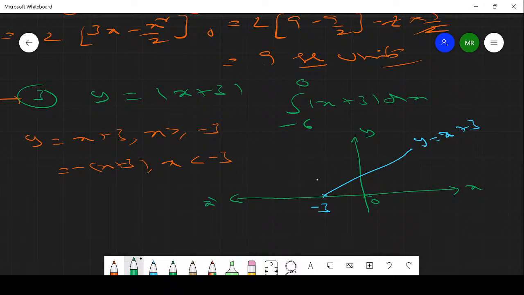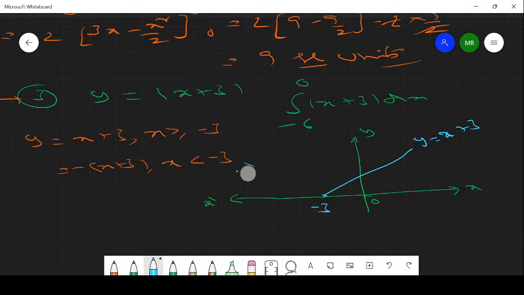Now if you extend this line, you can see the graph will come. When x is less than minus 3, it comes minus of x plus 3. Correct. The graph will come minus of x plus 3. If you take any value left of minus 3, the graph will come like this.